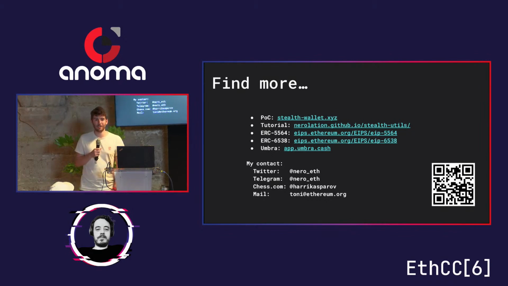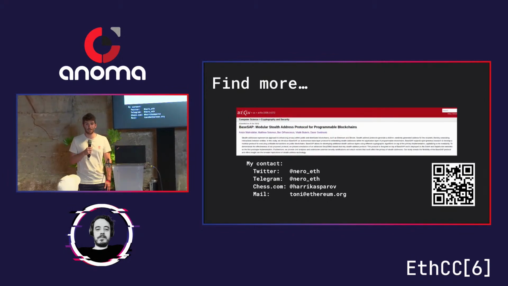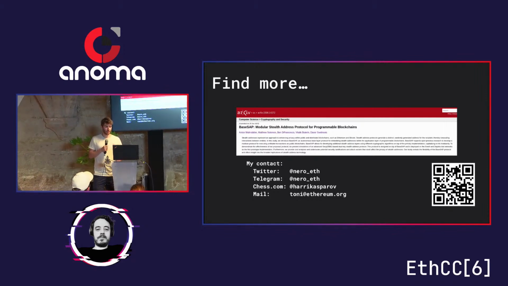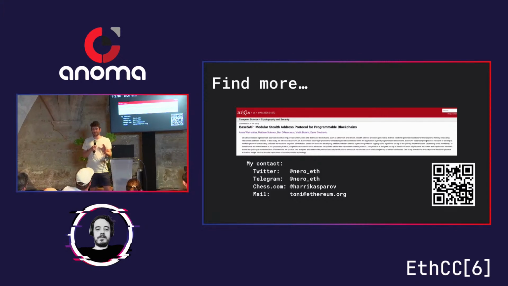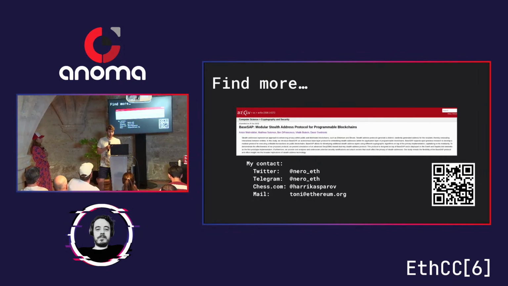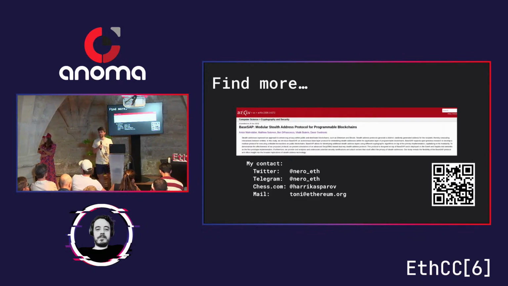Finally, you can find additional information on the links provided here on the slide. There is a proof of concept implemented on stealth-wallet.xyz. You can find the ERCs in the EIP repo, and there's also a paper. We wrote an academic paper called BaseSAP, the base for stealth address protocols. You can find the academic paper, which also describes all the stuff I just told you in great detail. And feel free to reach out to me if you have any additional questions, or especially if you're building a wallet or something and you want to implement stealth addresses in your wallet. I'm very happy to help you.